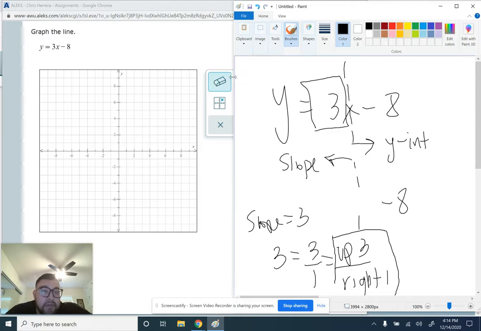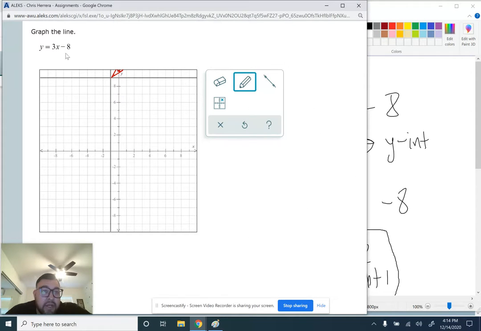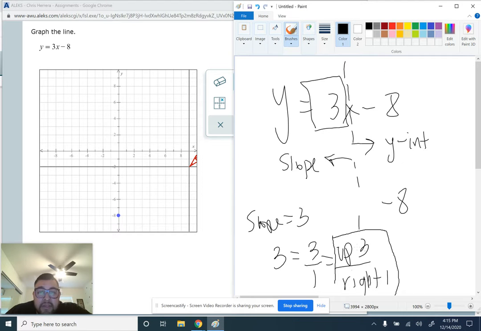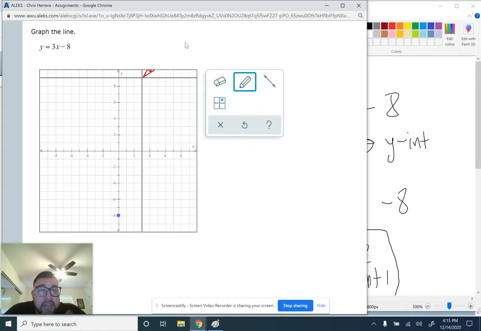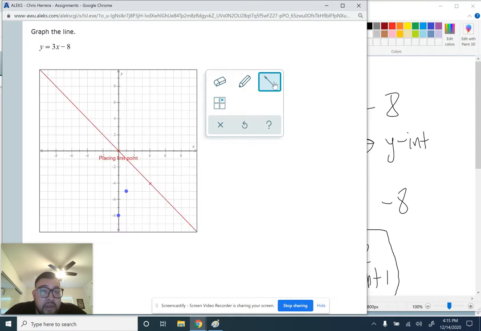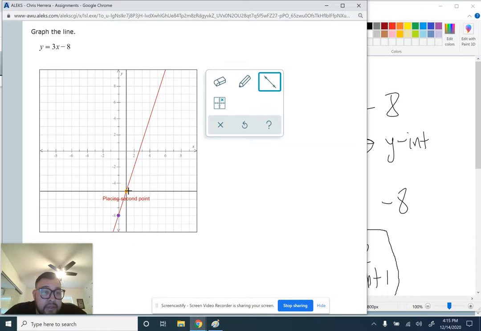So the first thing we do is plot our y-intercept, which is negative 8. I go down to negative 8 and I plot that on the y-axis. Now my slope tells me from my starting point, I'm going to go up 3 and to the right 1. So I go to my starting point, I go up 3, 1, 2, 3, and to the right 1. And after we have plotted those 2 points, we connect them, and that is how we use the hack method.